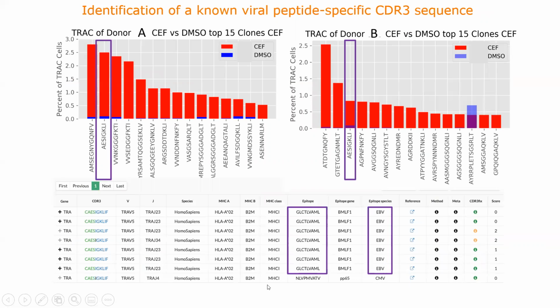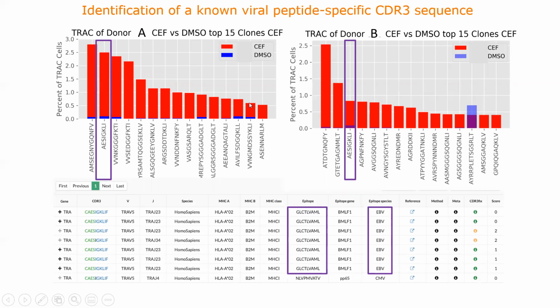We can also analyze the VDJ data table using Python packages and quantify our top clones. We can quantify top clones found in the CEF samples and search for those clones in the DMSO samples in the same donor and verify the enrichment levels. We can compare the two CEF pool samples and see if different donors express the same TCR clone.